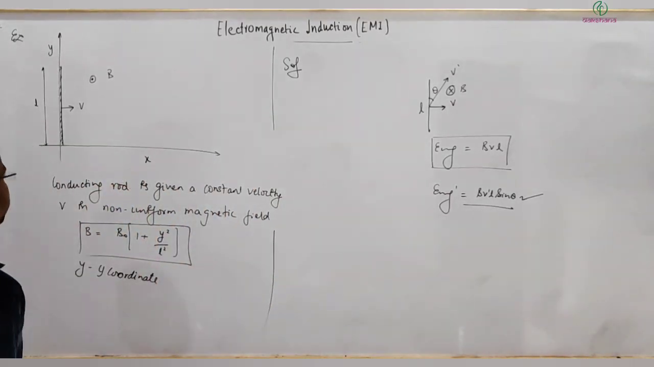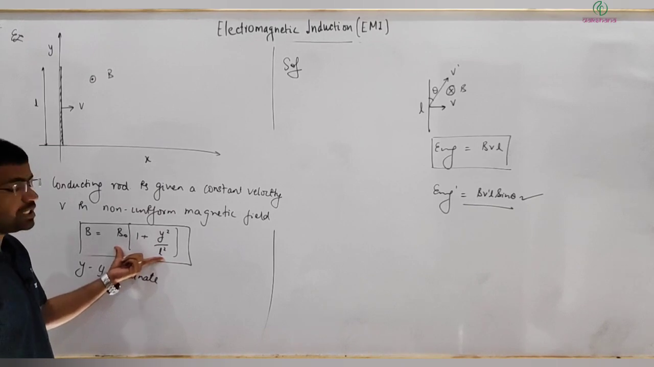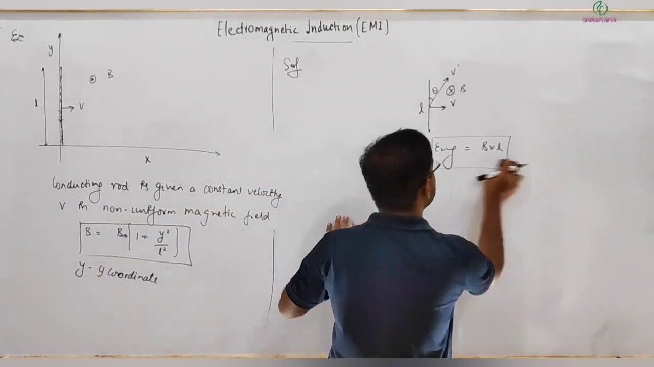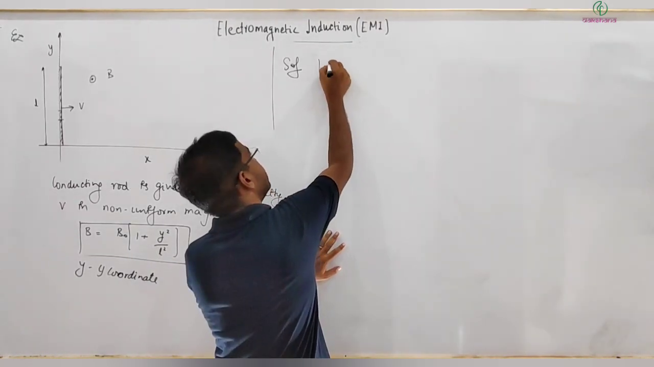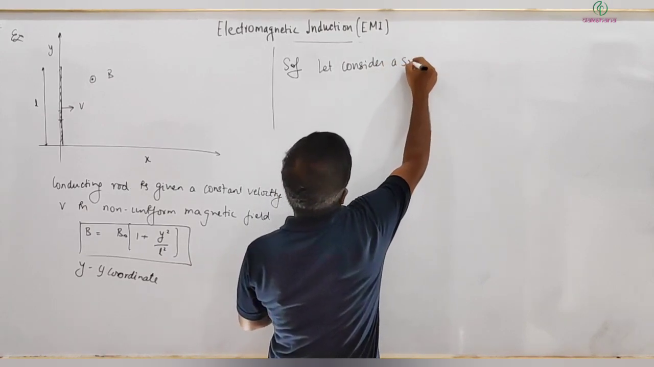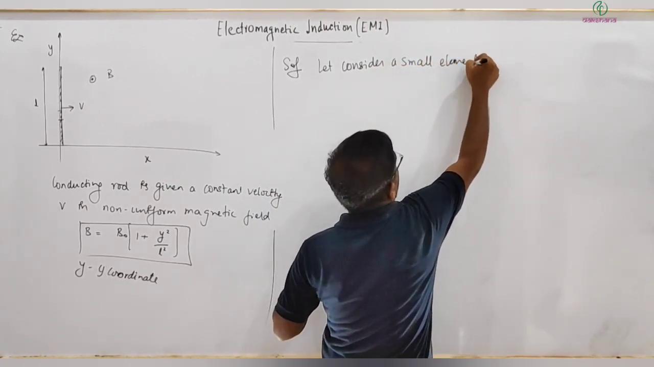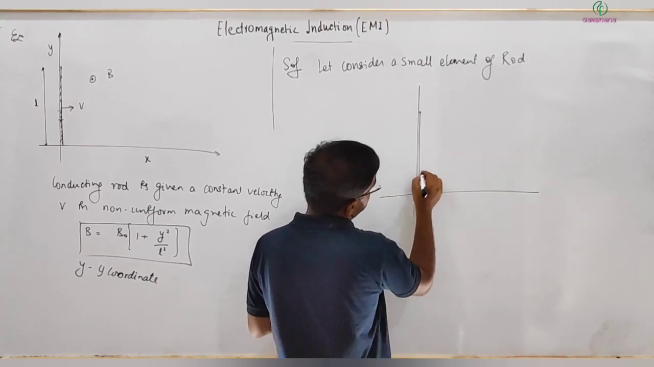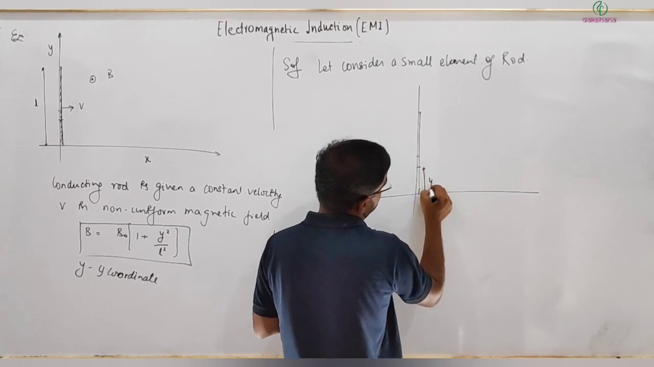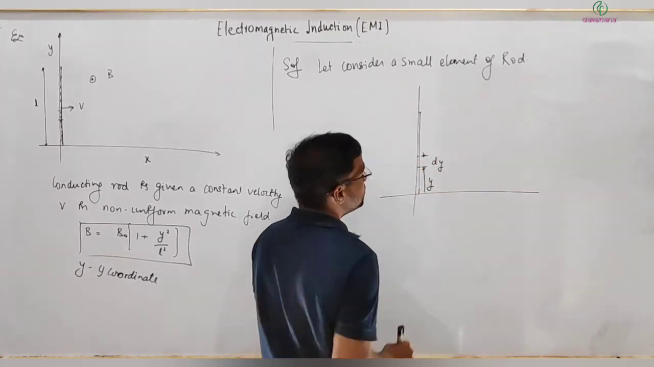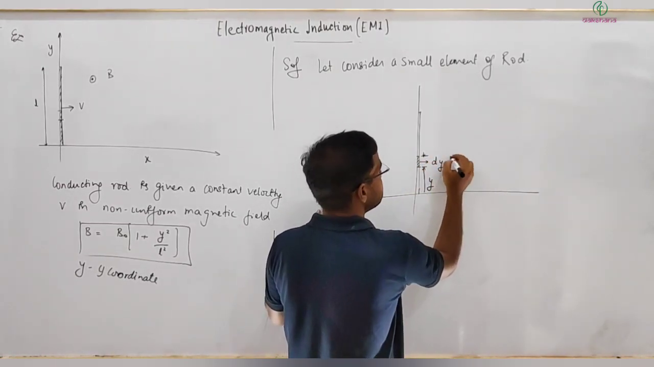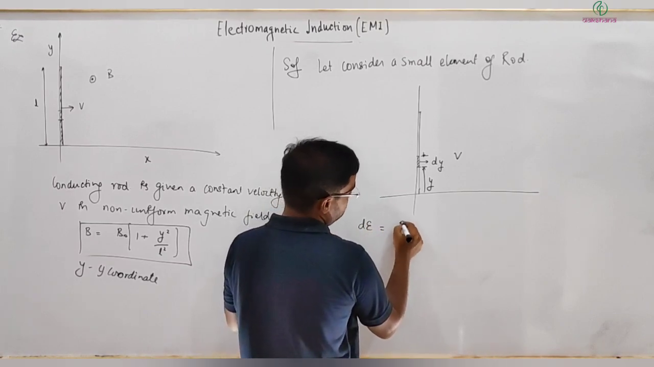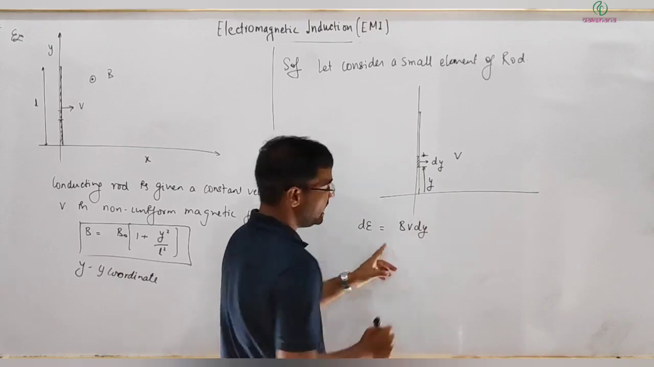Now, because B is not constant here, I can take a small element of this rod. This is the complete rod, and I am taking a small element at distance y, with length dy. This element is given some velocity V and its length is dy. So I can write the EMF induced in this element, dE, is equal to B into V into dy, as in BVL.